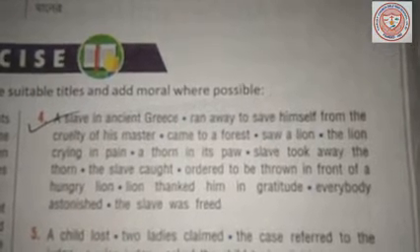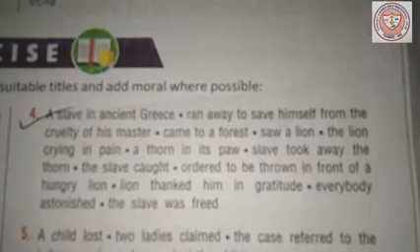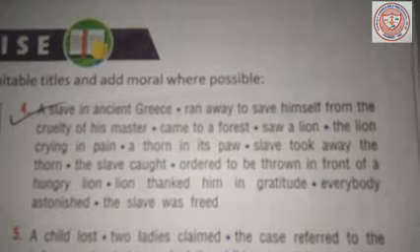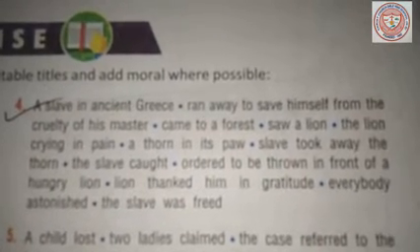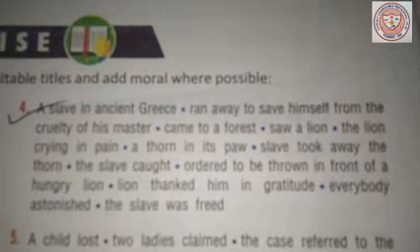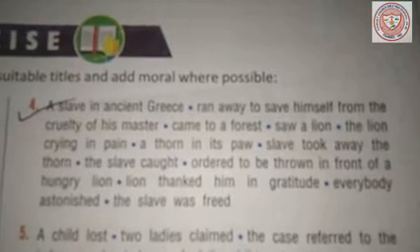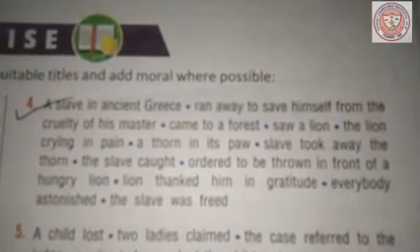And the third one for your practice is, a slave in ancient Greece ran away to save himself from the cruelty of his master, came to a forest, saw a lion, the lion crying in pain, a thorn in his paw. Slave took away the thorn. The slave caught, ordered to be thrown in front of a hungry lion. Lion thanked him in gratitude. Everybody astonished. The slave was freed.